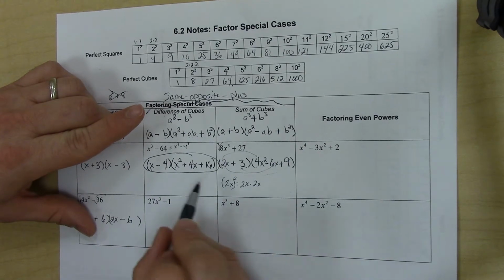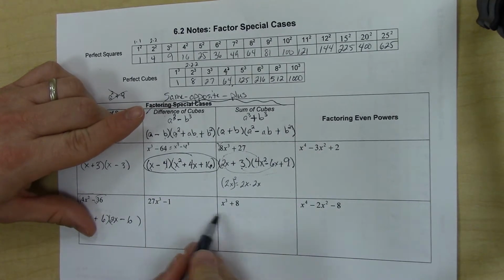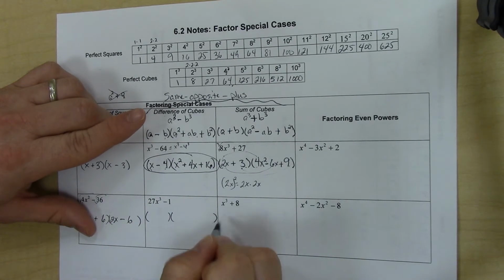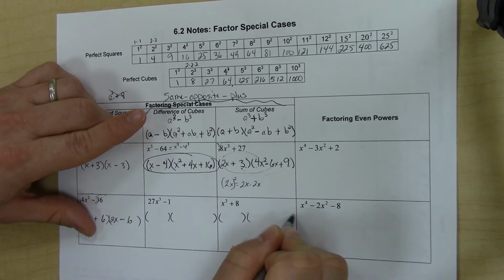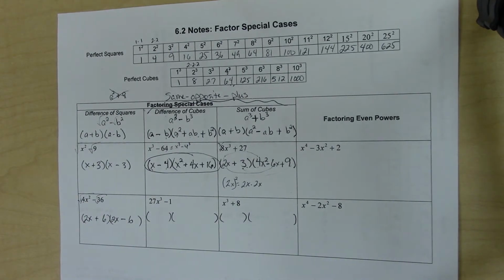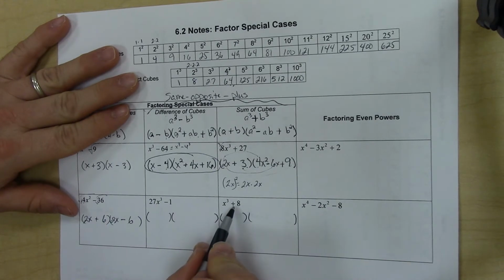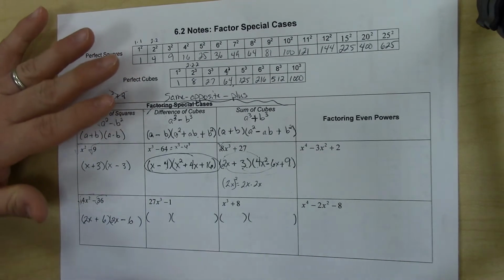Take a second, look at what I did on these two, and see if you can fill in these two. And I'll give you a hint. It starts, again, with a binomial and a trinomial. Go ahead, press pause, try it yourself. This one will probably be easier than this one, so maybe do this one first, and then we'll go from there.